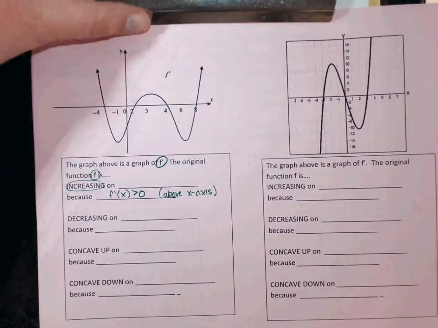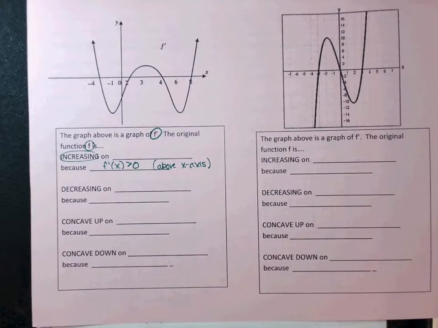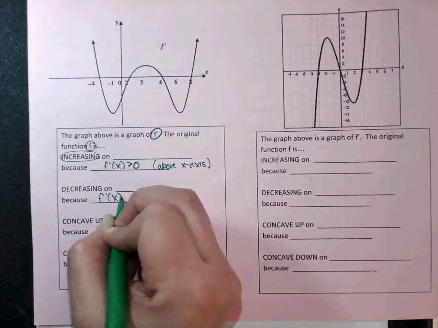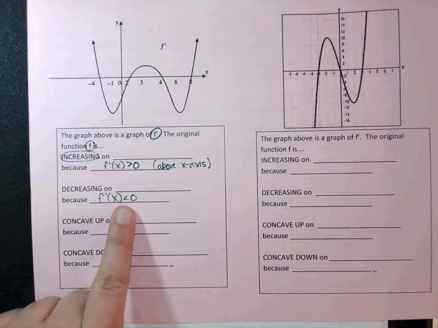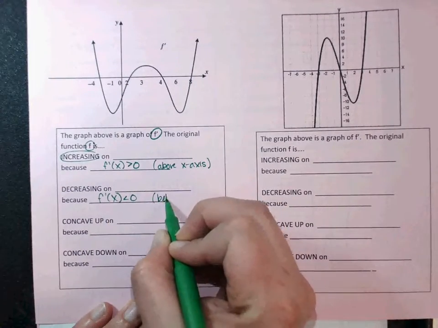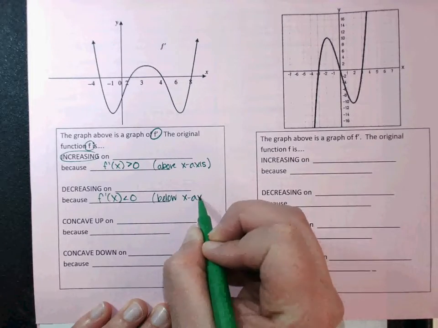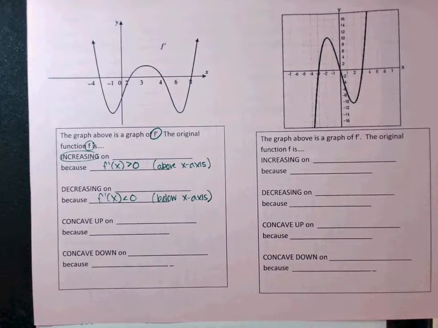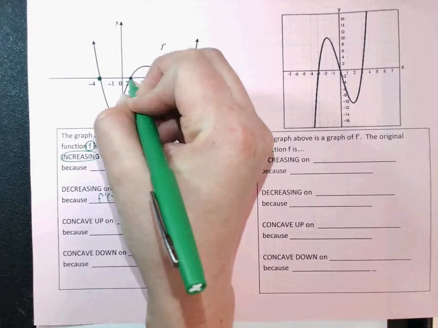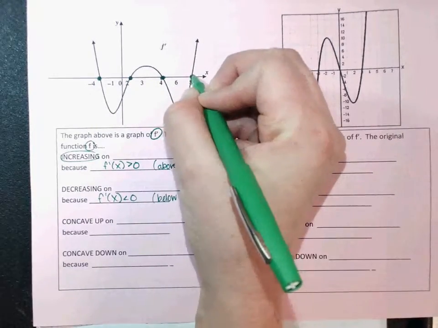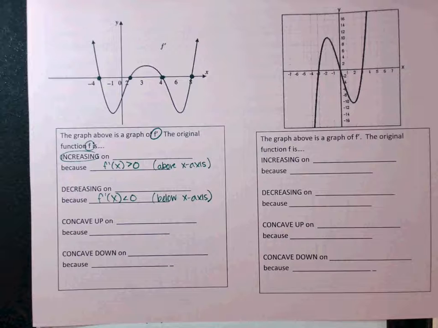If I want to know when f is decreasing, I would want to know when f prime is less than 0. But remember, I'm looking at f prime. So if I want to know when f prime is less than 0, that would mean it would need to be where? Below the x-axis. So the first thing I want you to do is put dots on all of your x-intercepts. So here, here, here, and here.